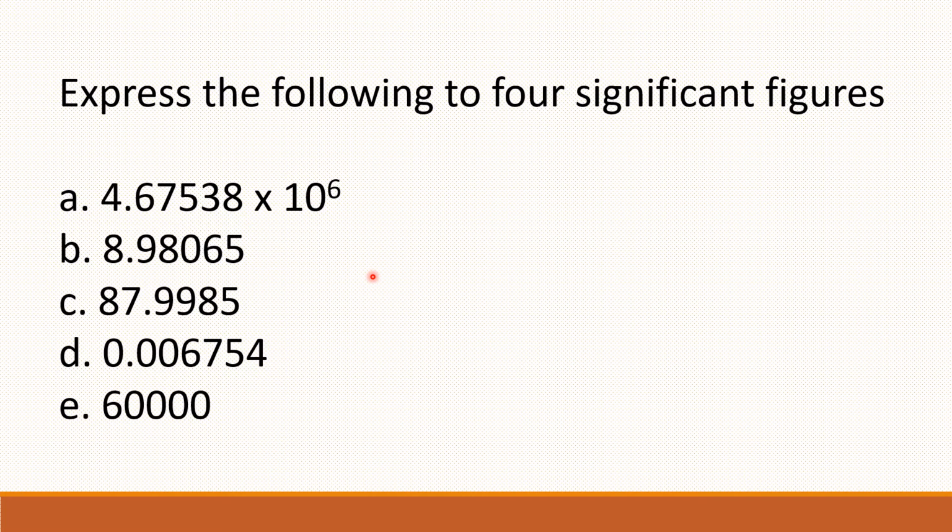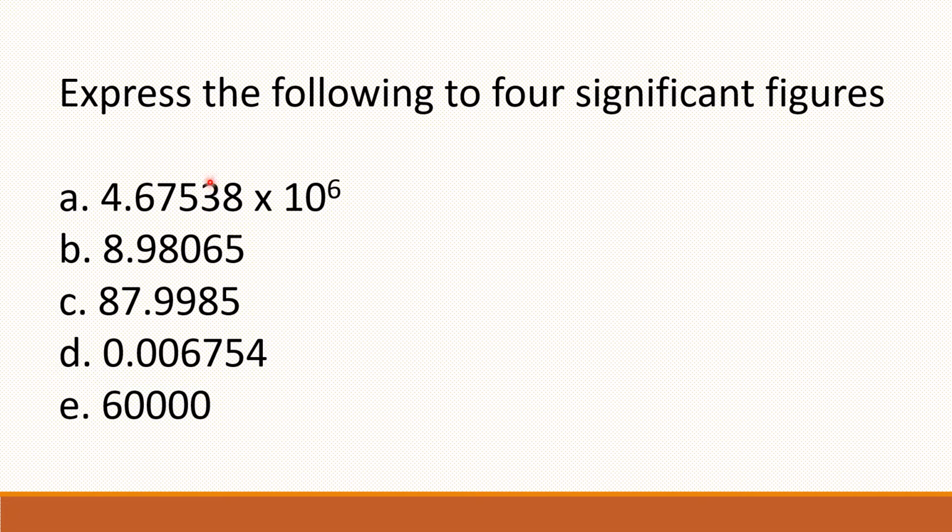In this example, they have already given some numbers. We have to make them 4 significant figure numbers. Let us have the first one, 4.67538 into 10 power 6. On seeing this number, we have 1, 2, 3, 4, 5, 6 significant figures, but we need to round off to 4 significant figures. That means 1, 2, 3, 4. So after 4, the fifth digit we have to go for rounding off.